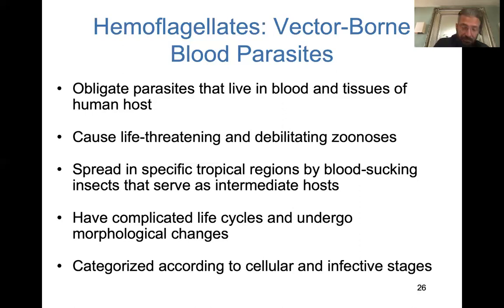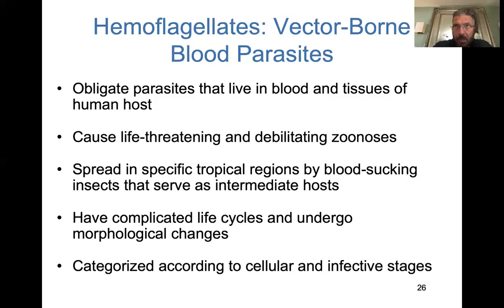I gave up. All right, so I want to get into hemoflagellates. So hemo is going to mean blood. Flagellates are going to mean these are going to have flagella. They're going to be able to move, but they're going to be more like eel-shaped, all right? They're going to be injected into your blood from some kind of intermediate vector.